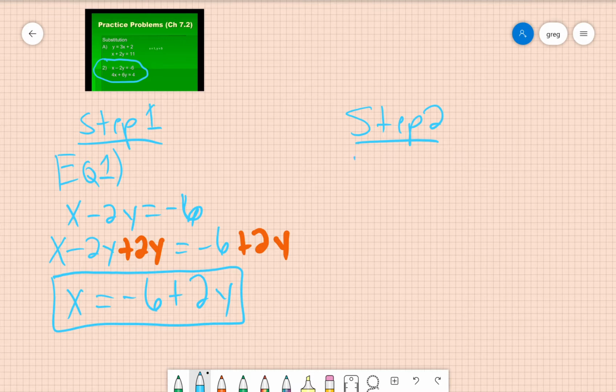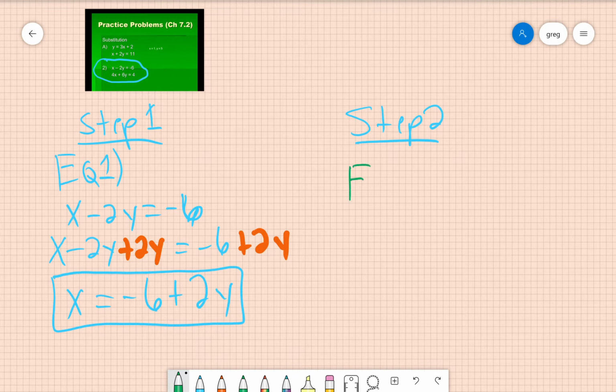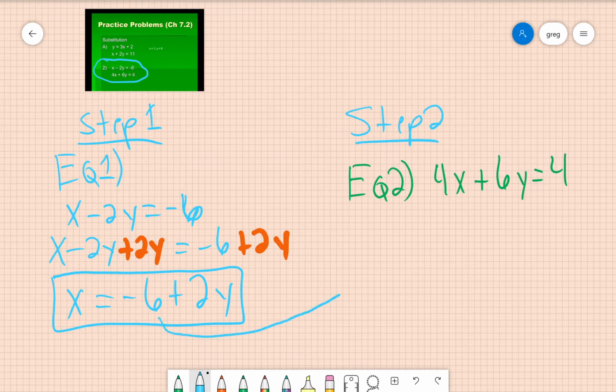So equation two, put over here, equation two. Probably should have two different colors, which actually I think I will. Why not? Let's do different colors. So now this will be equation 2, and that says 4x plus 6y equals 4. So that's my equation 2. Now I'm going to take the value of x, which I have right here, and plug it into the other equation, 4x.